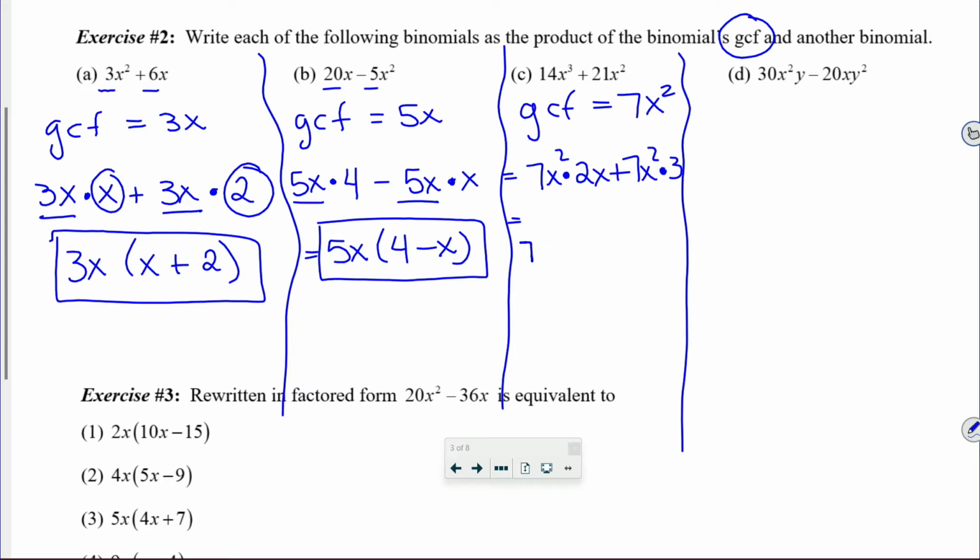So then I can rewrite it as 7x squared times 2x plus 3.